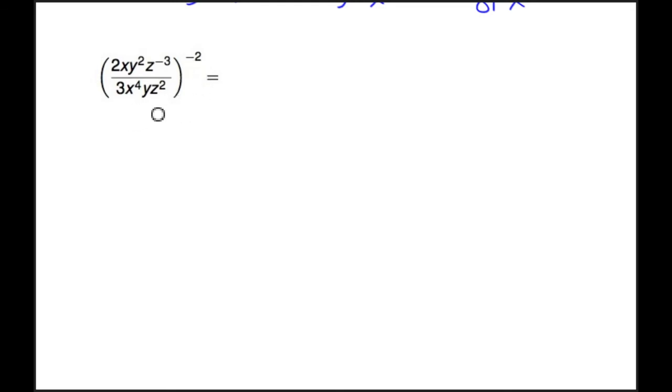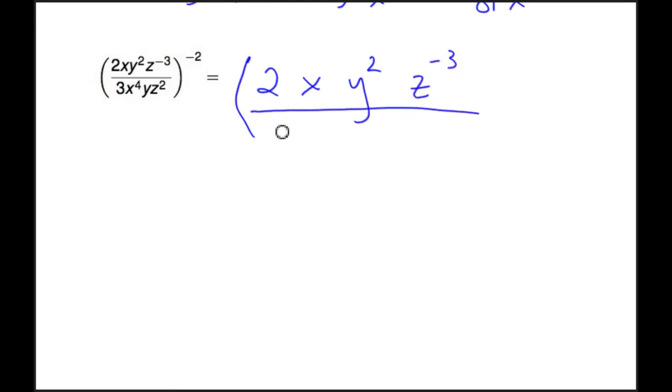Okay, so let's think about this. We're trying to simplify what's on the inside of the parentheses. Let me write this out a little more spread out. We've got 2, and then we've got an x, y squared, z to the negative 3, and all of that is over 3 times x to the 4th times y times z squared. And all of that's being raised to the negative 2 power.